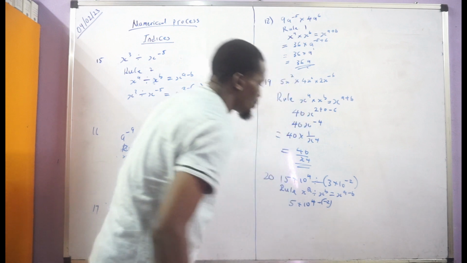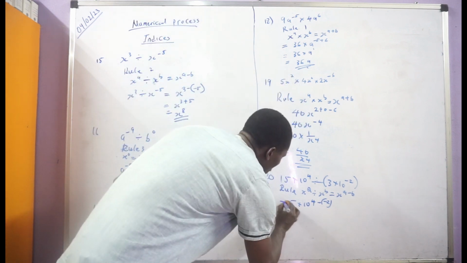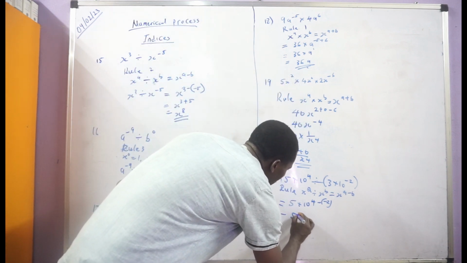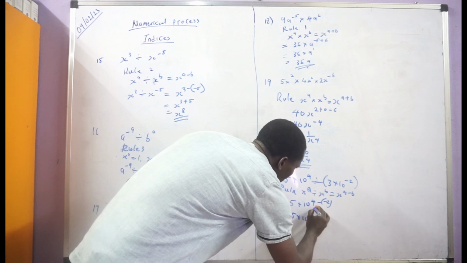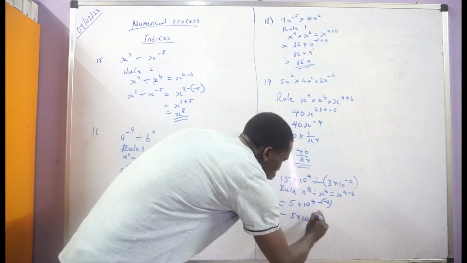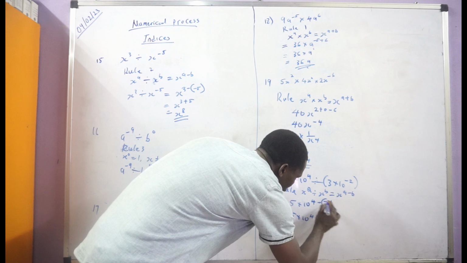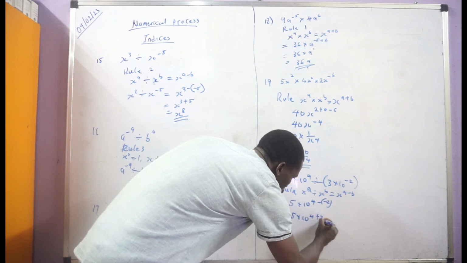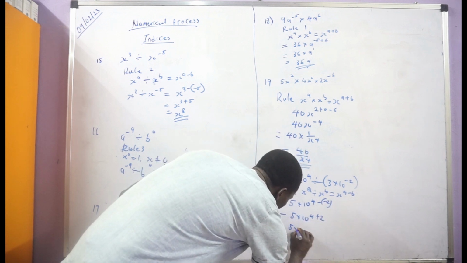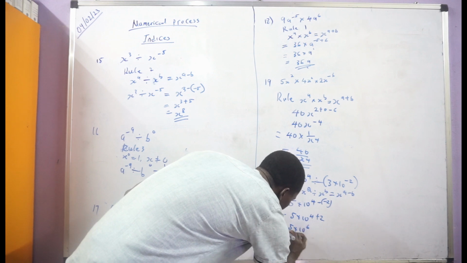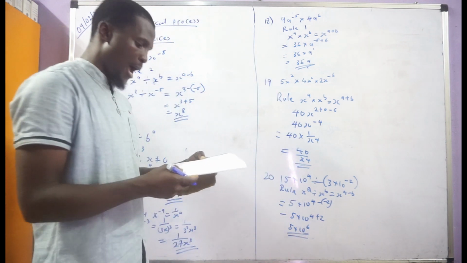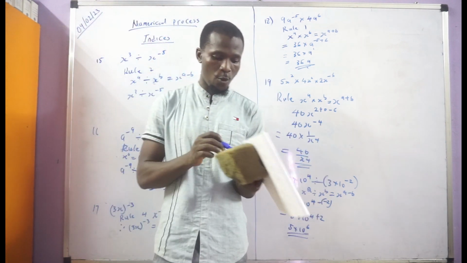minus minus 2. So this will give us 5 times 10 raised to power 4, minus times minus will give us plus 2. So we have 5 times 10 raised to power 6. That is our answer.